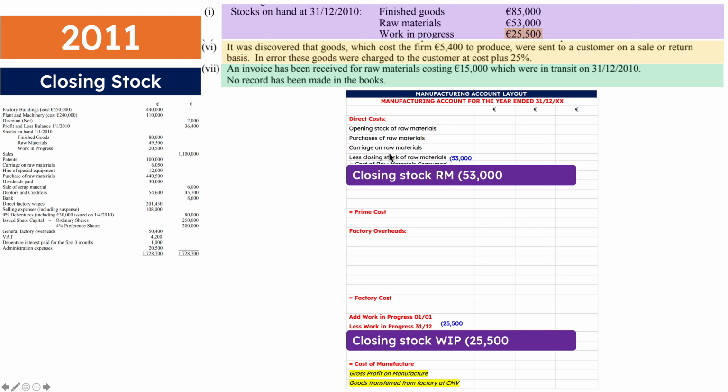So purchase of raw materials, 15,000 there added to the trial balance figure, but they were in transit at the end of the year. So that means we have to add 15,000 to the closing stock of raw materials as well. And then we also add it to our creditors account. Okay, so our creditors figure from the trial balance plus our 15,000. So that is 2011 closing stock one done. So just keep it in mind that you can see up to 3 closing stock adjustments.